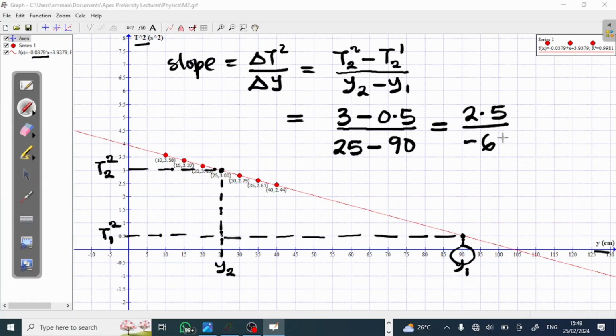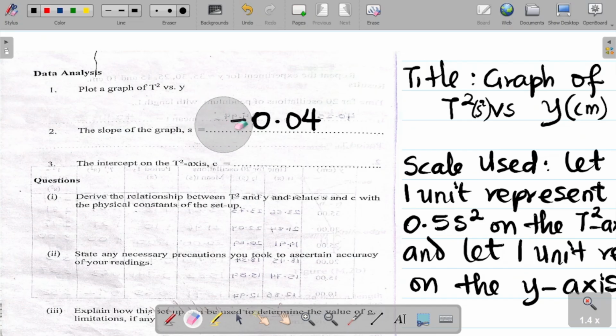So minus 65. So 2.5 divided by minus 65. That's about minus 0.038. So you can see that this even gives us minus 0.0379, which is still correct. So you can see that it's actually correct. If I approximate this to 2 decimal places, that's about minus 0.04 as I got. So it was actually correct. So that means the software was actually correct.